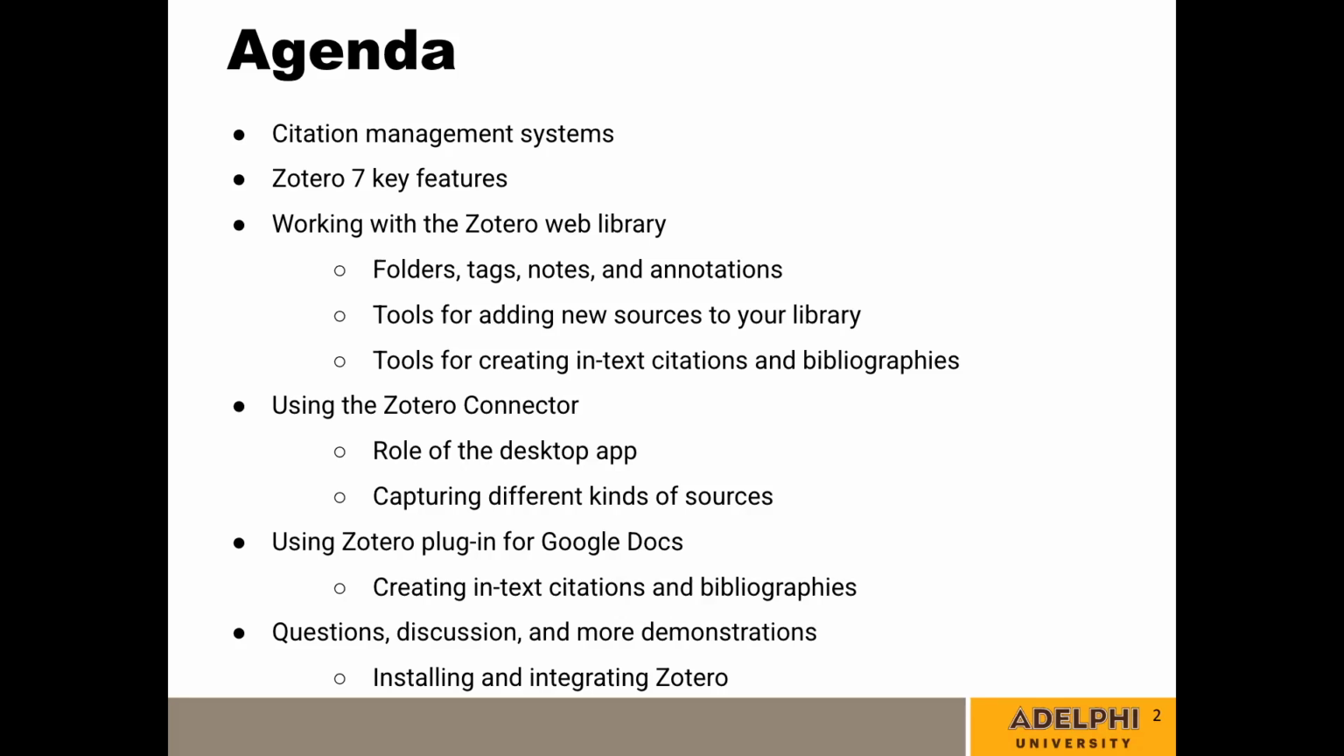Next, we'll look at the Zotero connector. That's the browser plugin. It comes in Firefox, Chrome, what have you. The only caveat, and we'll return to this in a minute, is that you can't install it on your Adelphi Google account, because the Chrome web store is blocked for us to download extensions. So we'll talk about ways of getting around that. And then how to use the desktop app and capture different kinds of sources.